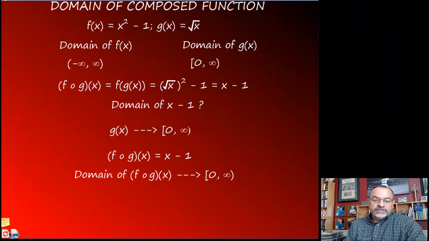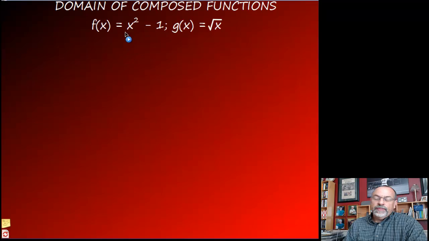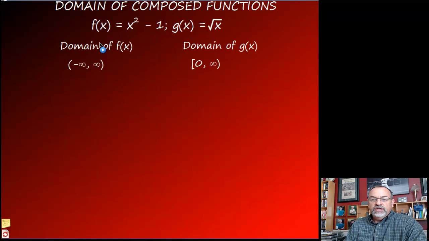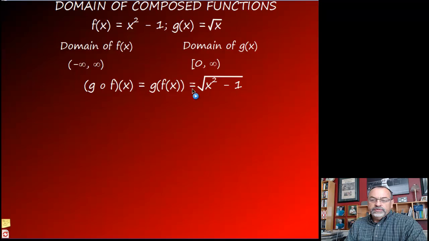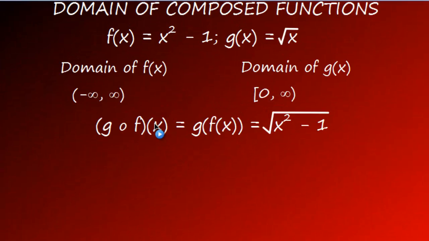Alright, so that's the example. Hopefully that helped. Let's do another example. So here we have the function x squared minus 1, that's the f function, and the square root of x is the second function. Again, we determine that the domain of the f function is all real numbers. The domain of the g of x function is numbers greater than or equal to 0. And we're going to compose, and here the f function comes second, so the f function is going to be put into the first function.